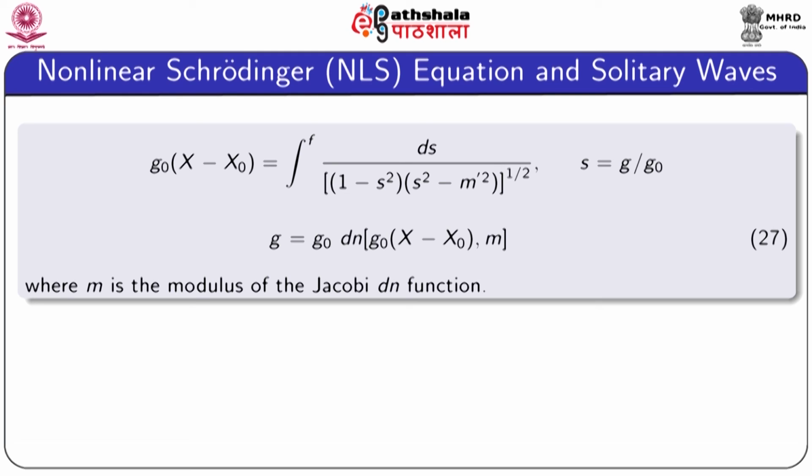and the value of this integral can be written in terms of the Jacobi function. So, the value of the integral is dn of g0 (x minus x0) with modulus m, where m is the modulus of the Jacobi dn function. So, in this way we can write the solution of the nonlinear Schrodinger's equation for deep water wave problem.